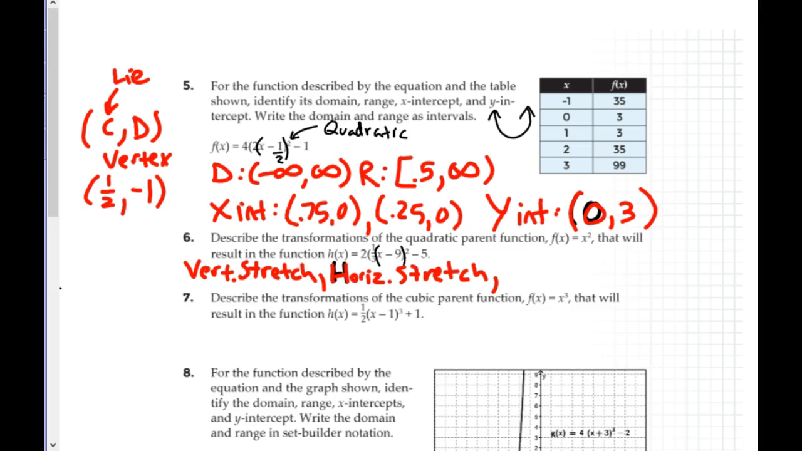And then C and D. Remember, C is a liar, so it's 9 to the right. And then down 5.